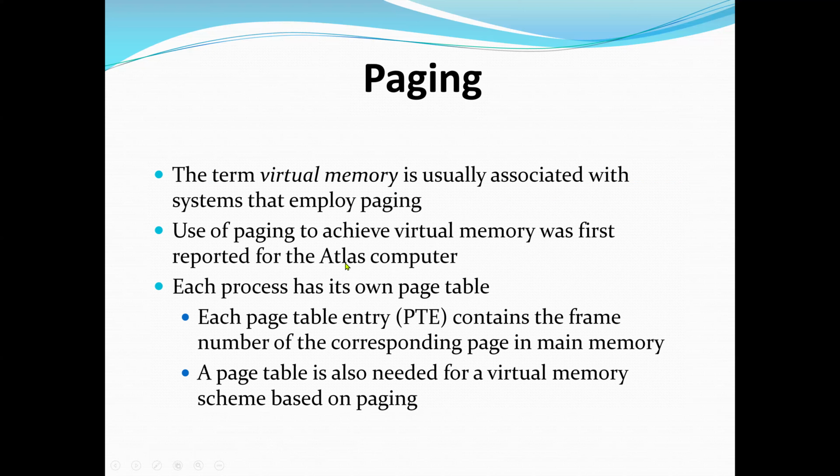Now, in the discussion of simple paging, we indicated that each process has its own page table and all of its pages are loaded into main memory. The page table for a process is created and loaded into main memory. Each page table entry contains the frame number of the corresponding page in main memory. A page table is also needed for a virtual memory scheme based on paging.